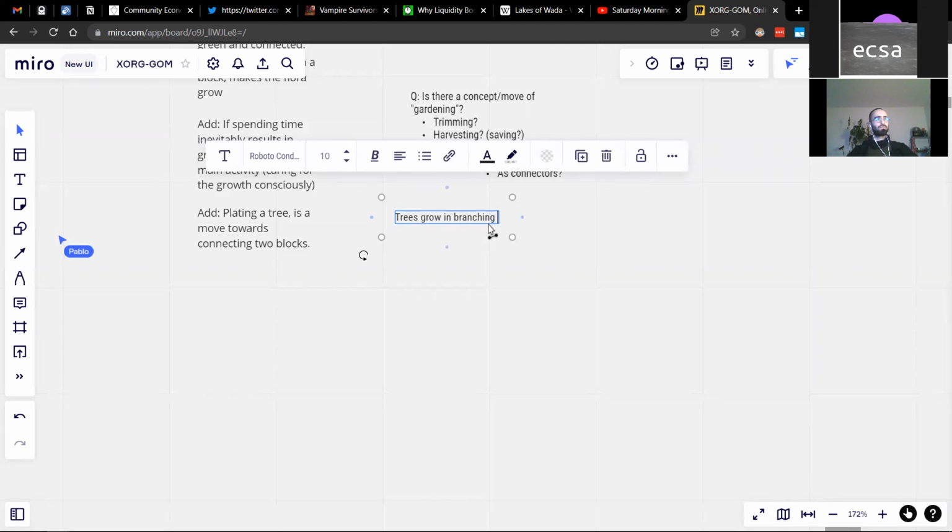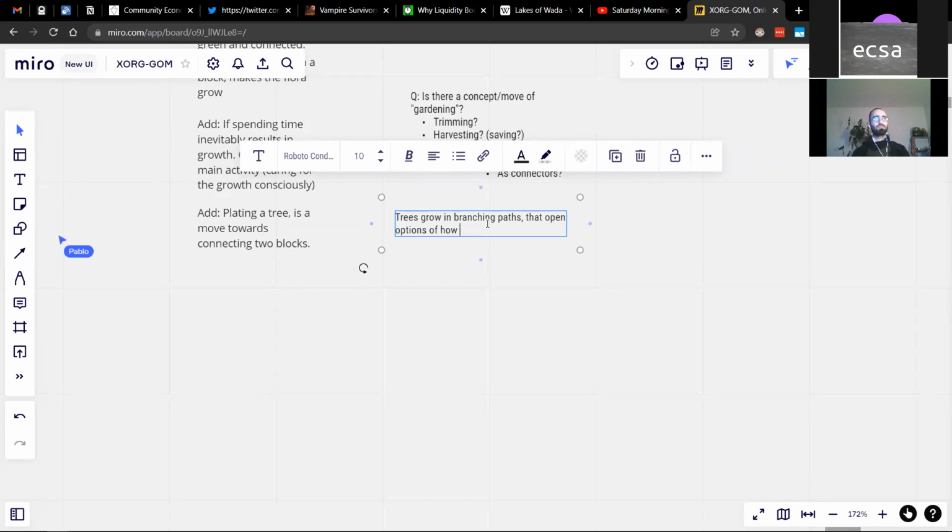Branching paths that open options of how they could connect. Yeah, something like this.